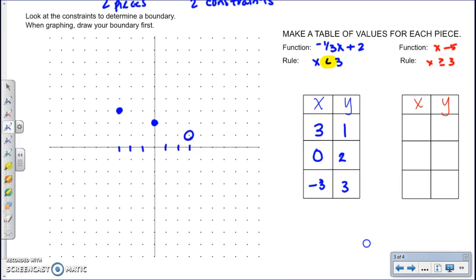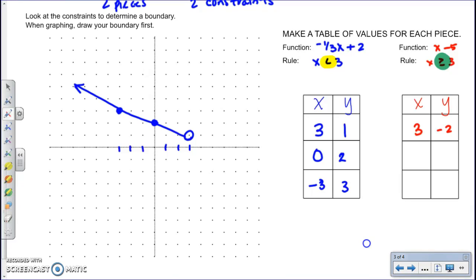Use a straight edge or a ruler to connect your dots, and there's our linear equation. Now let's graph the red graph. So the rule here is that x can start at 3, because you see here it says or equal to, but x also has to be greater than 3. So again, I'm going to start with 3, and if you use 3 in this red piece of the function, you'll see 3 minus 5 will give us -2.